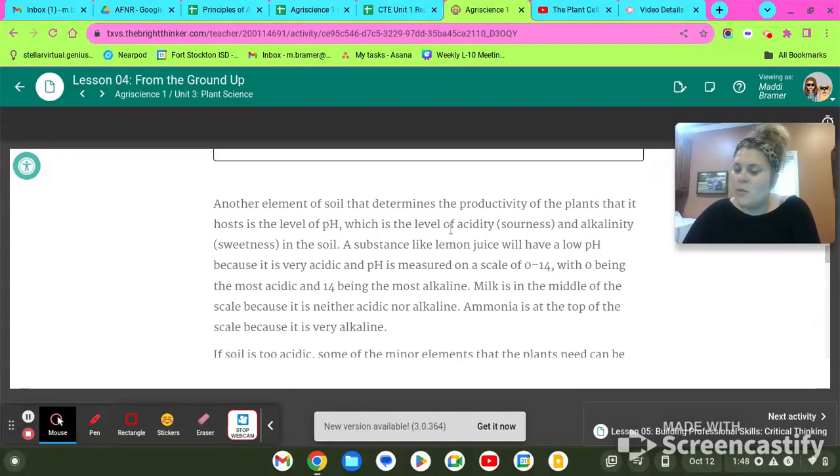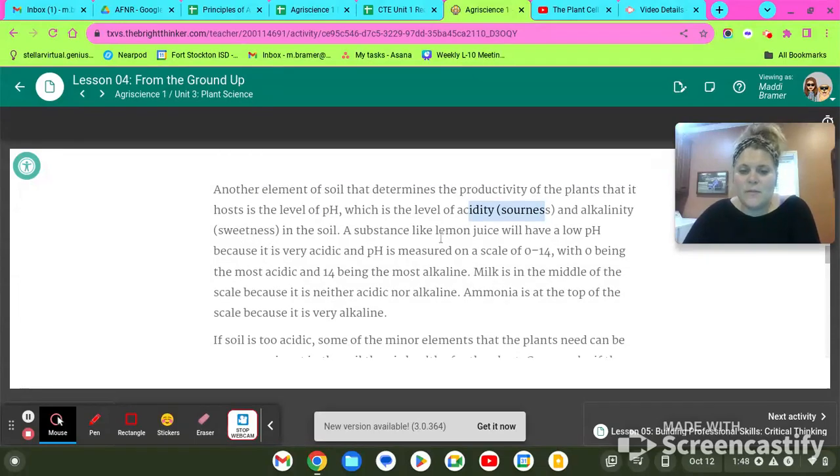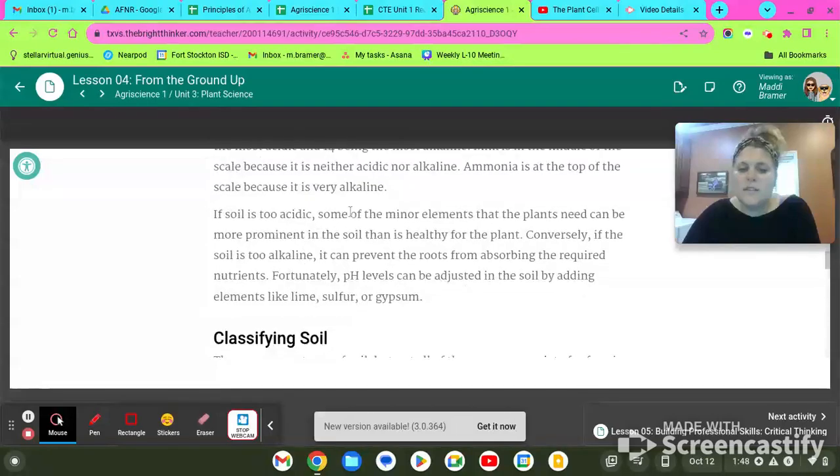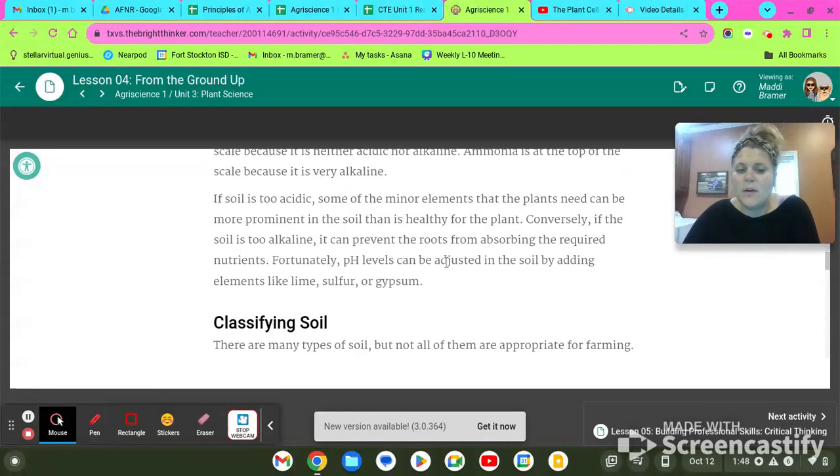Another element that's really important to soil is pH. Okay, pH levels. You don't want a really acidic soil or a super sweet soil. So a substance like lemon juice has a low pH; lower is more acidic. Something that's not as acidic, more alkaline, which is more basic, is going to have a higher number. If soil's too acidic, some elements of the plants aren't going to be able to be as prominent.